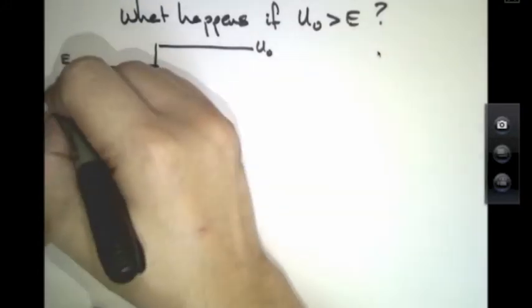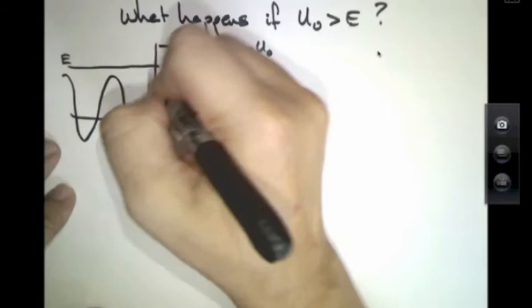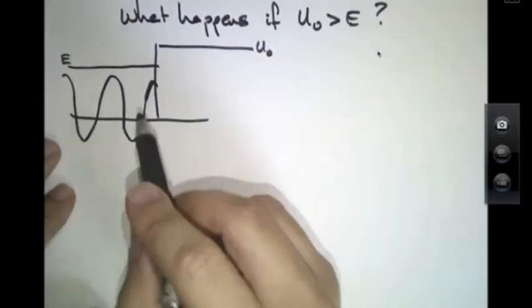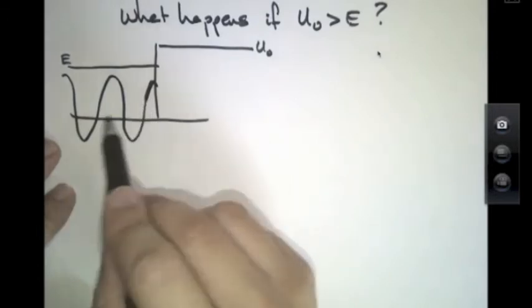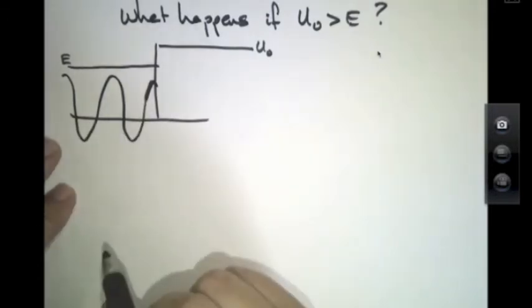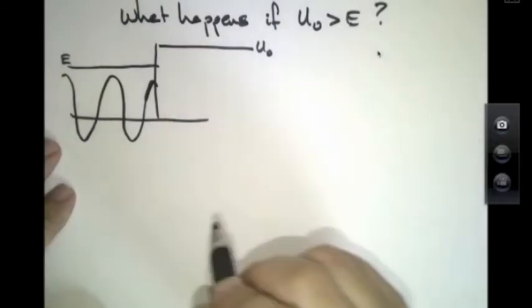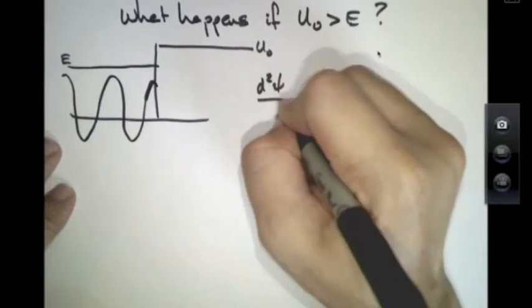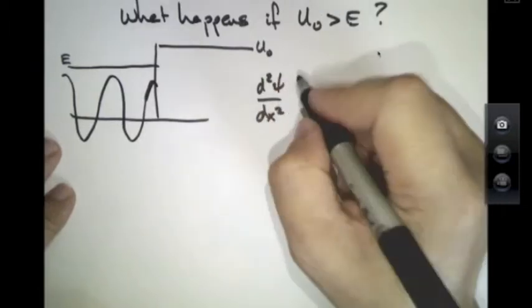Well, I'd still expect a sinusoid in this region, because I have a potential energy of 0 over here. But how do we describe the particle in the region when the potential energy is greater than E? In this region, what do I have?